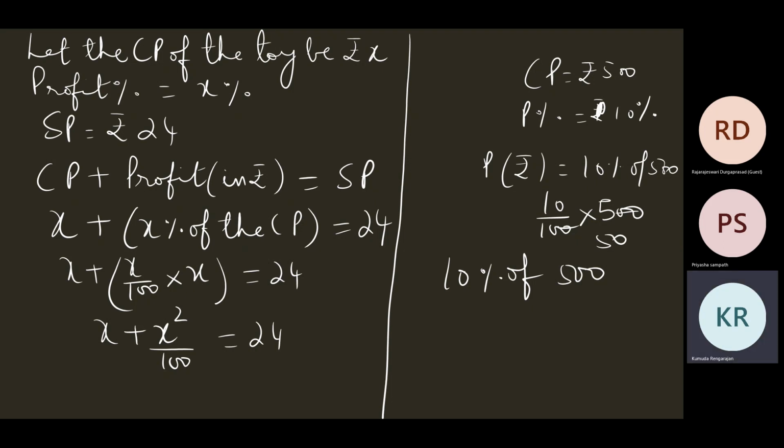20. 20 or minus 120. Okay. So 20. So 20% of what is 20% of 20? What is 10% of 20? 2 rupees. So 20% will be 4 rupees. Your answer is correct.